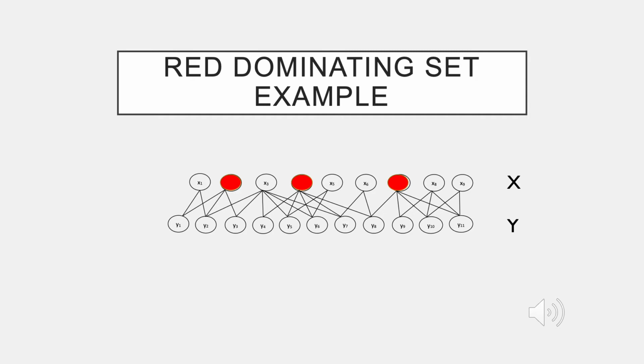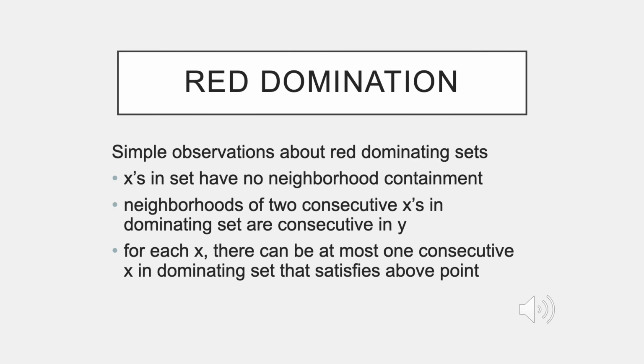The third observation is that for each X in the dominating set, there can be at most one other X in the same dominating set that satisfies the above point about neighborhoods being consecutive. For example, we can have an MCRD set that contains x2 and x4, as shown in the figure, and there is another MCRD set that contains x2, x3, and x7, but we cannot have an MCRD set that contains x2 and both x3 and x4, because it wouldn't be minimum. Those observations are summarized in this slide.